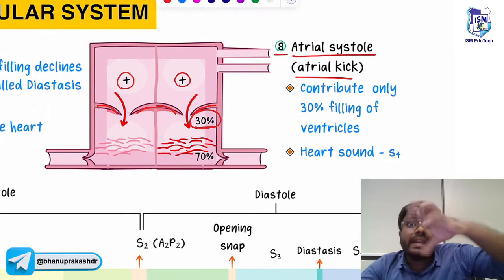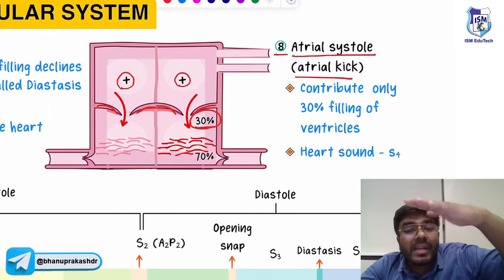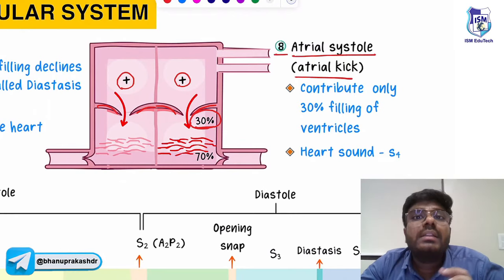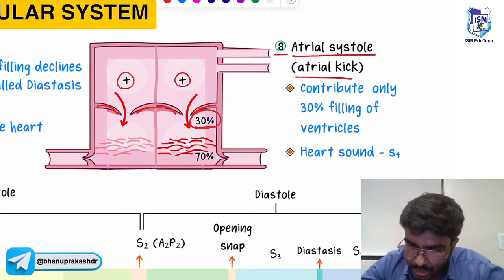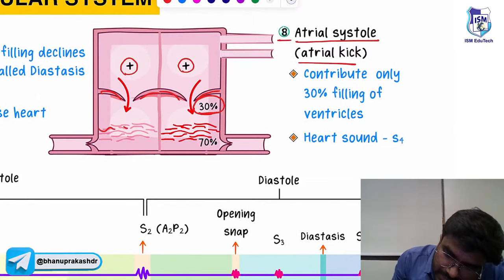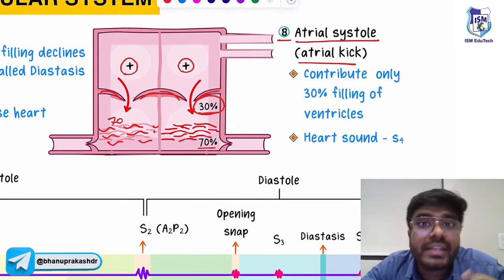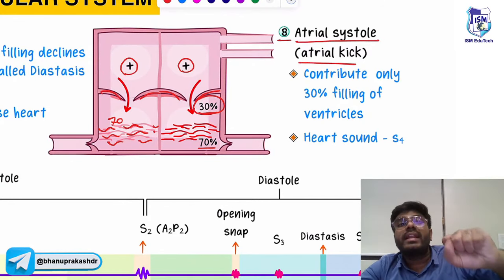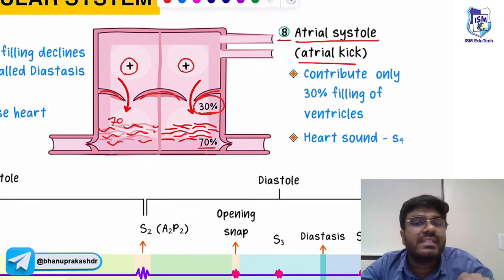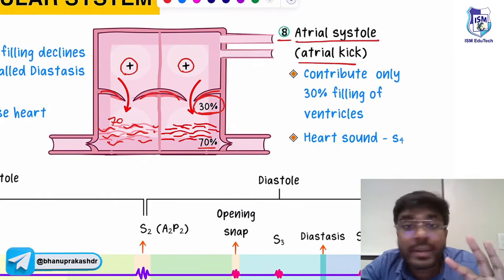So, due to atrial contraction, how much blood is falling into the ventricles? 30% blood is going to fall into the ventricles. Look into the ventricles. Already 70% of blood is already there, sir. Here 70% is there, here 70%, already 70% blood is there. Due to atrial contraction, from where that 70 came, I will explain you later.